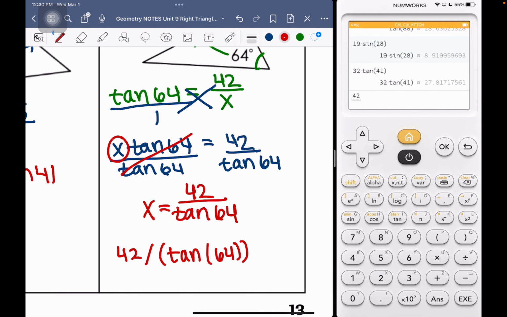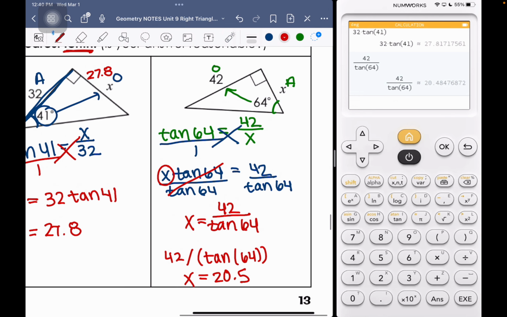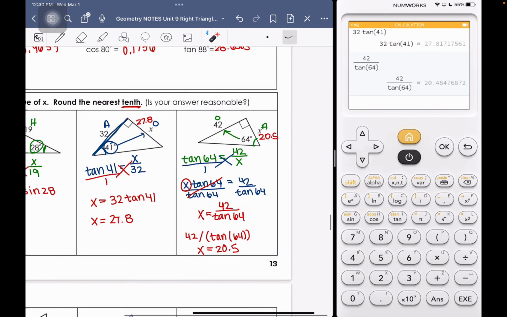Mine makes a nice little fraction for me, so I don't have to use as many parentheses. So we get x is equal to 20.5. Okay, so it was 0.48. Make sure you round correctly, so 20.5. And then does that make sense for our side length? Yeah, because this one is 42. This one looks like about half the size. So 20.5 would be a reasonable answer.